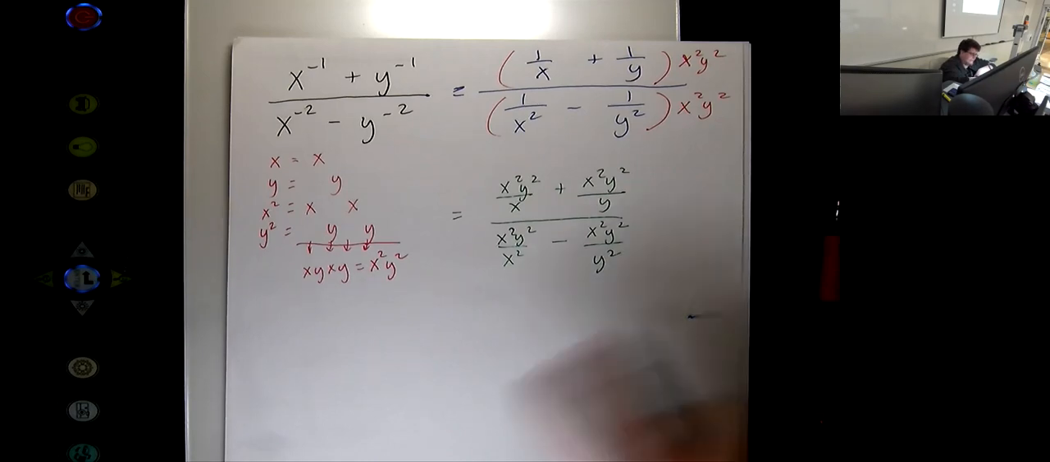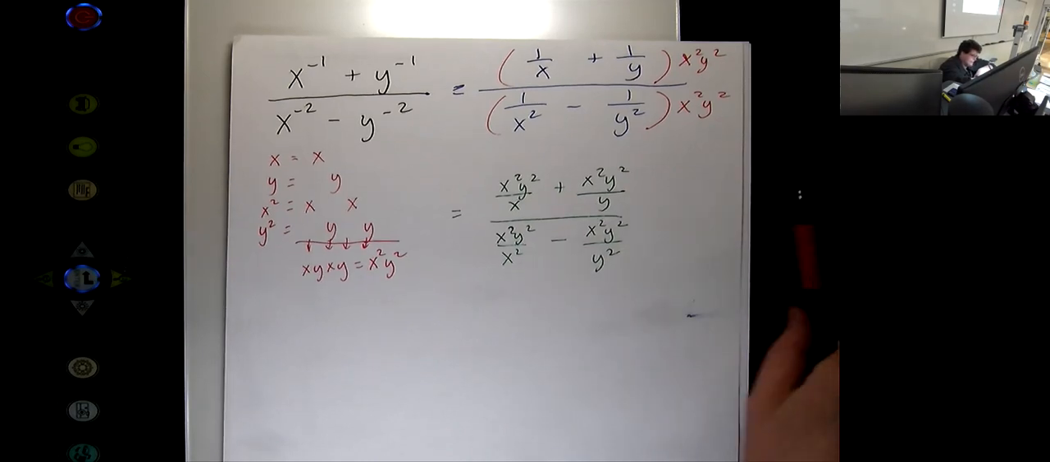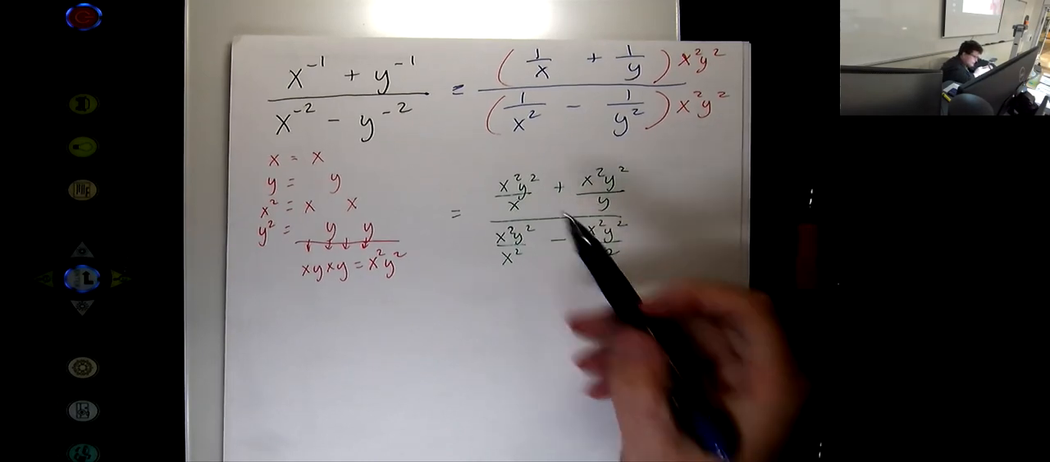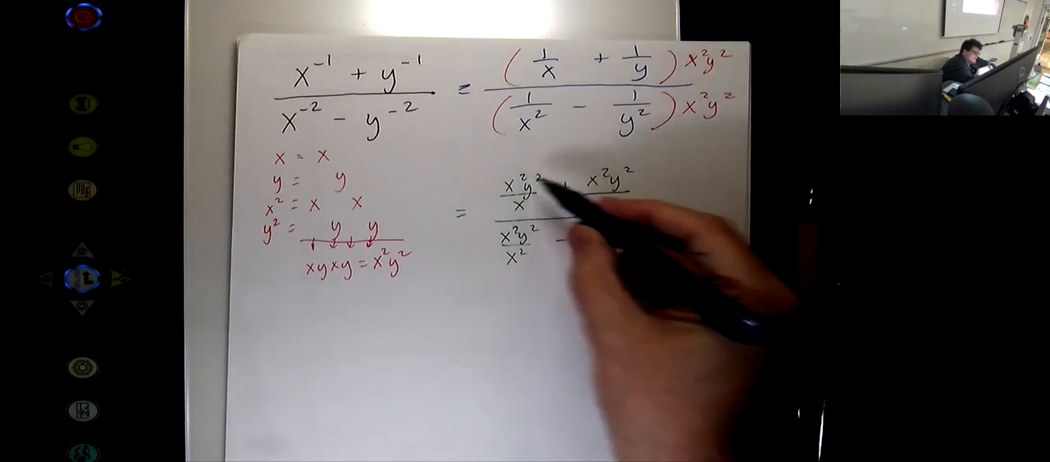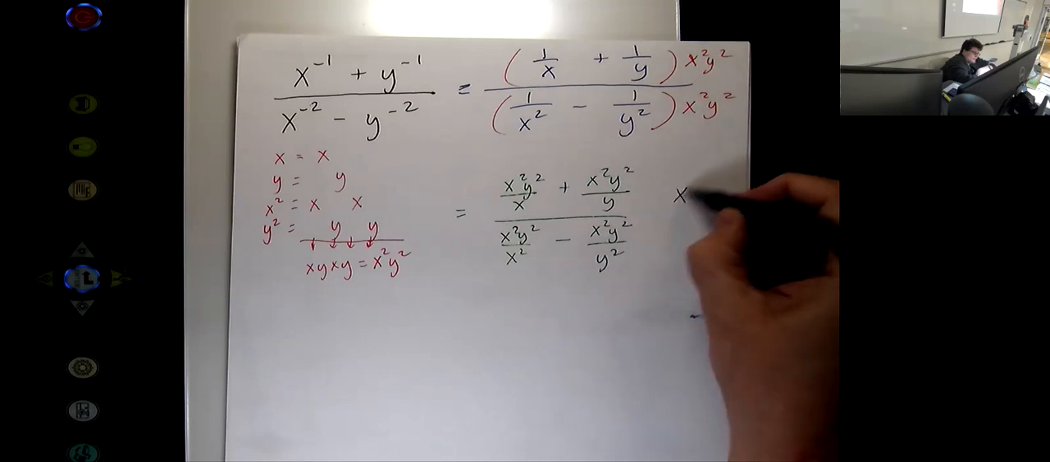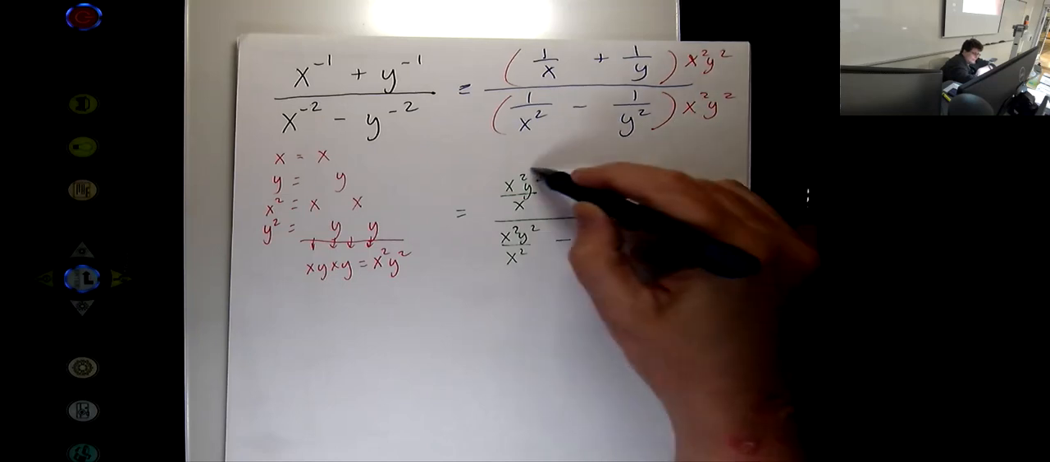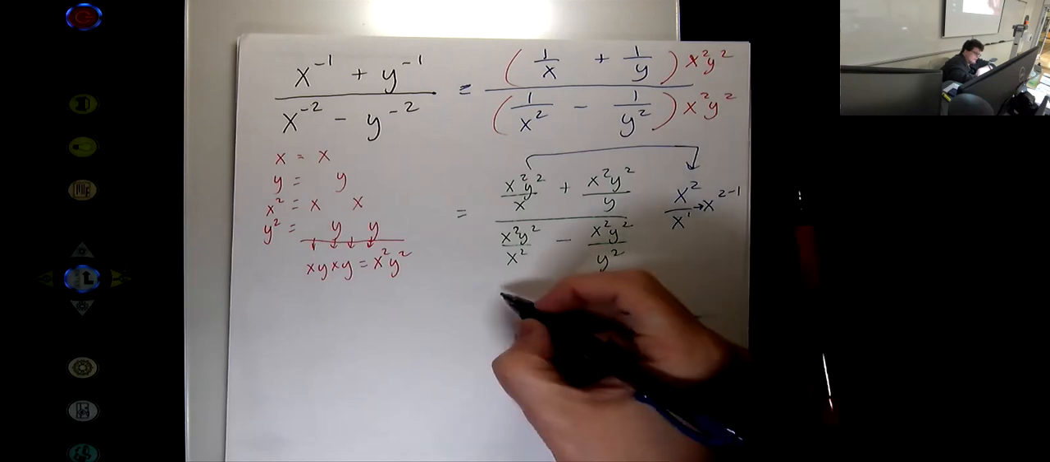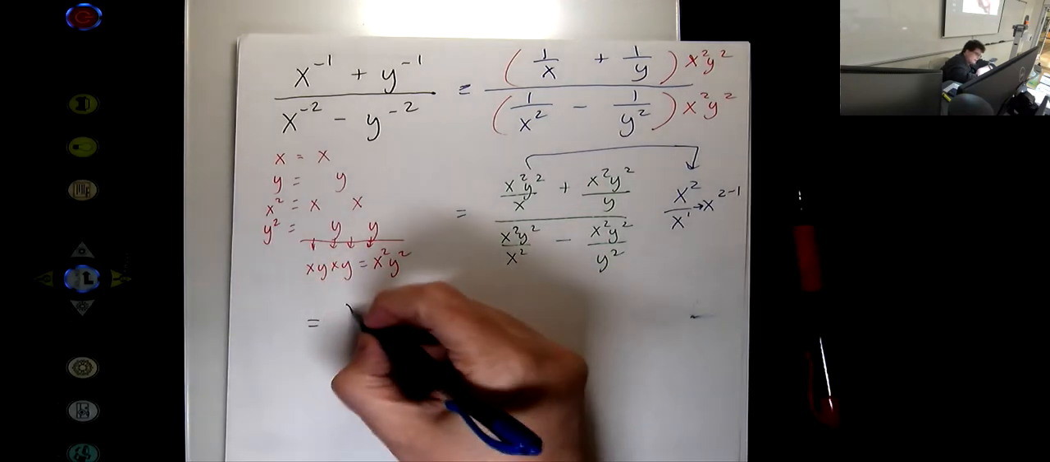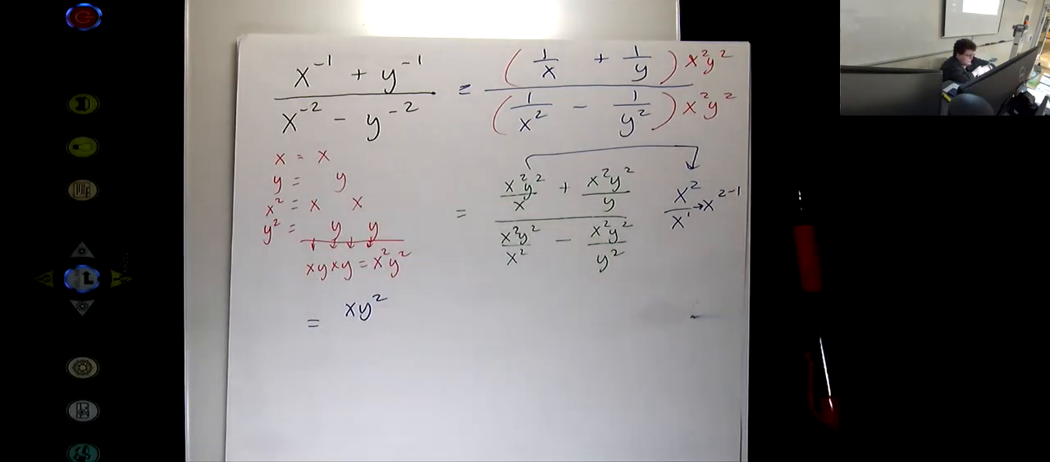All right, let's start cleaning up. X squared, y squared, if I divide by that x, this is x squared over x to the first power, the x part of it. So I can do x to the 2 minus 1. So that'd be leaving me with an x. So I'm going to have xy squared, because I didn't do anything with the y squared part.